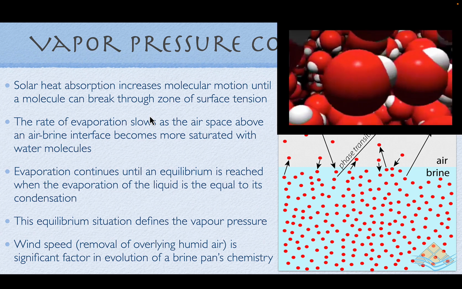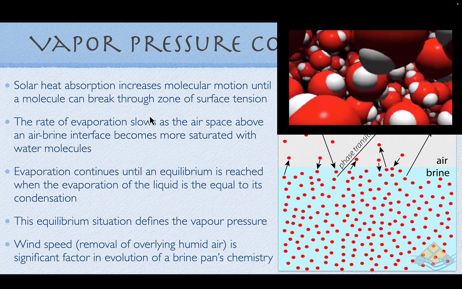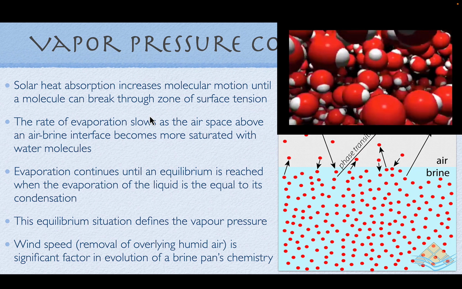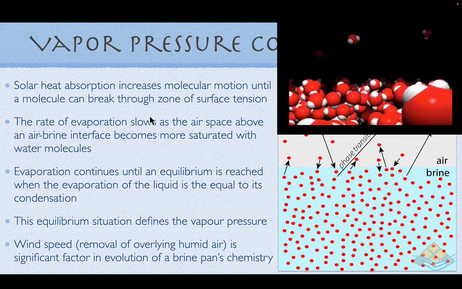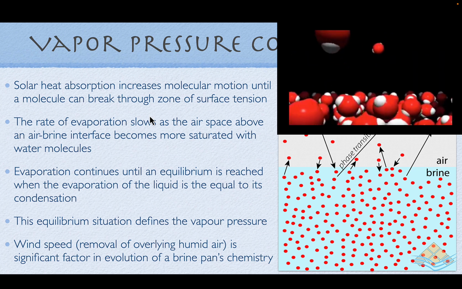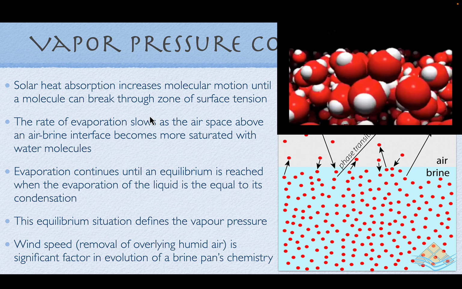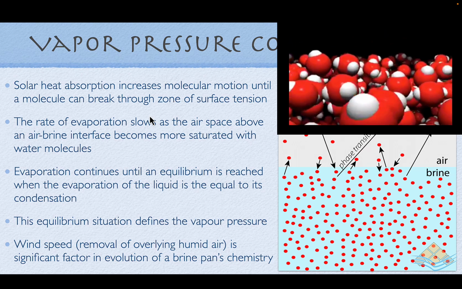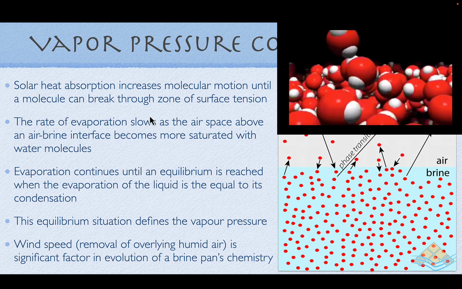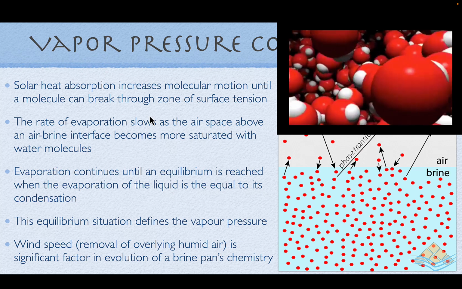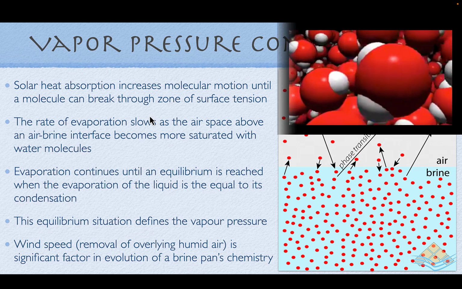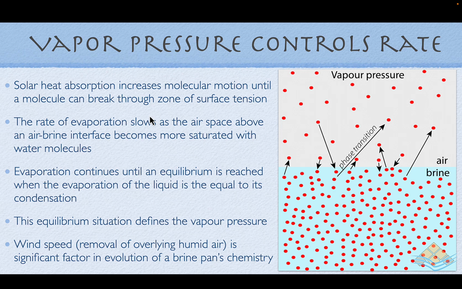We have these water molecules agitating, taking up solar heat, solar absorption, and it reaches a point where they can actually break out into the overlying vapor phase above that brine body. When the molecules return, we call that process condensation. So at all times we have varying levels of evaporation and condensation taking place in a brine as we undergo that phase transition from a liquid in the brine to a gas in the air above the brine.